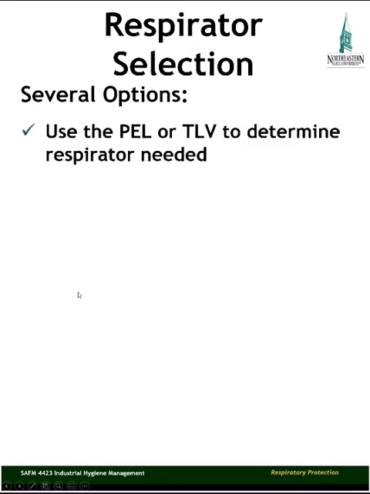You can use the PEL or TLV to determine the respirator that's needed. Again, PEL is OSHA's limit value, exposure limit. TLV is a voluntary exposure limit, and that's published by the American Conference of Governmental Industrial Hygienists. There's also the recommended exposure limit, or REL, which is also voluntary. That is published by NIOSH. A lot of times OSHA will go along with NIOSH, but generally speaking, the REL from NIOSH and the TLV, those exposure limits are more conservative.